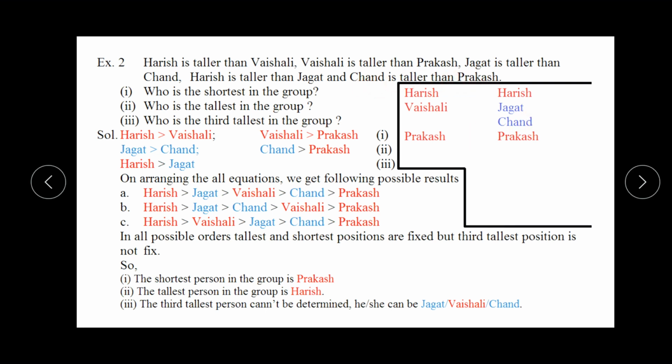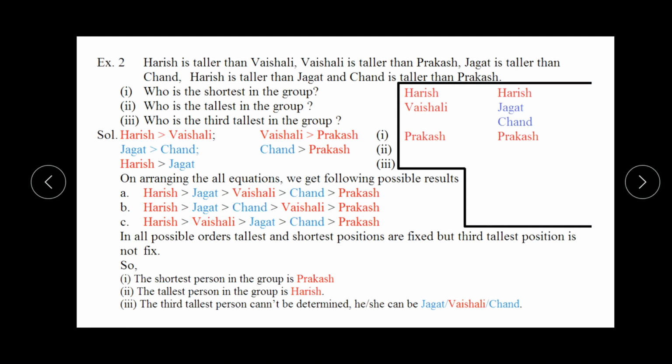Here we can clearly say that in both the columns, Harish is at the same top level, and Prakash is at the same level, the lowest place. It means from this diagram we can say that Harish is the tallest person and Prakash is the shortest person.